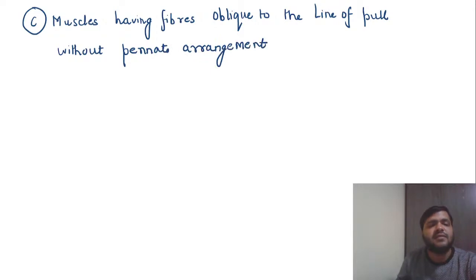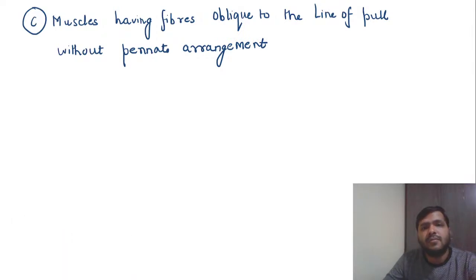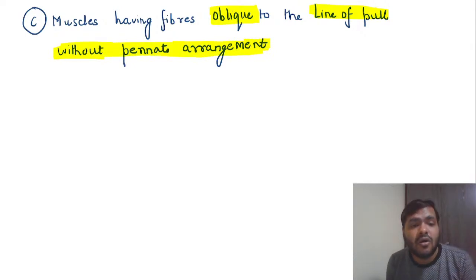So muscles having fibers oblique to the line of pull. These fibers are oblique to the line of pull, and they do not have any symmetrical arrangement. Remember, it is without pinnate arrangement or any symmetrical arrangement. They are not arranged like the wings of a feather, or like the veins of a leaf. They are oblique in nature, arranged to the line of pull.